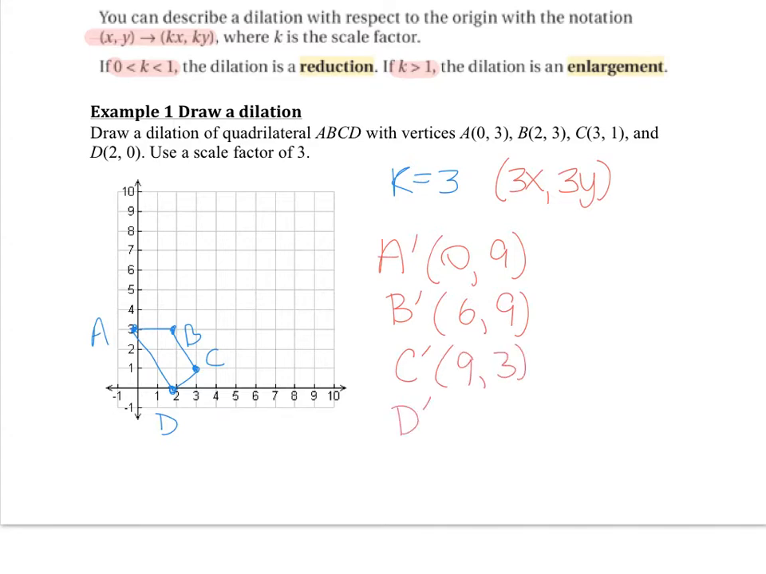And D prime. So all I did was multiply both coordinates by 3. So A prime (0, 9), (6, 9), (9, 3), and (6, 0). And this would be an enlargement. The 3 is greater than 1, so this would be an enlargement, and that truly is what it looks like.